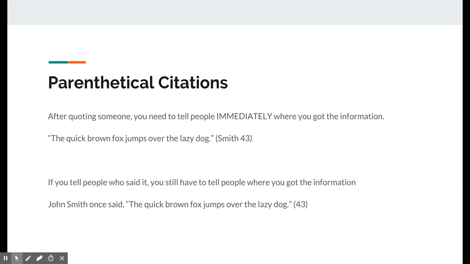So you have to have the information, the parenthetical citation, and you have to have the page number or whatever other information you can get. Now, there are sites that will help you create your parentheticals. We'll go over those in a few moments.